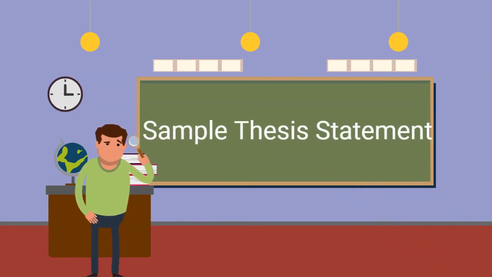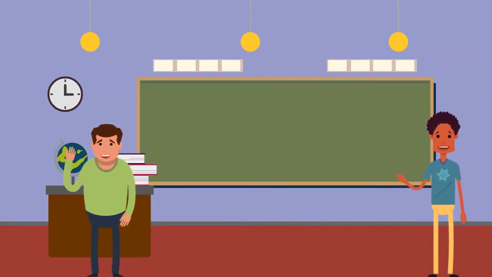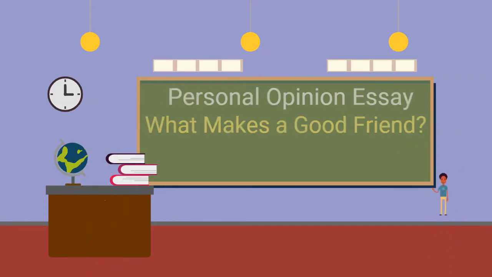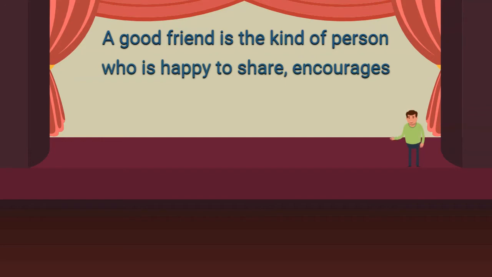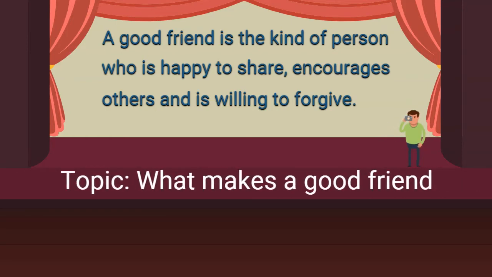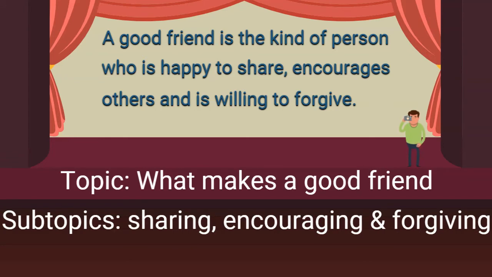Let's look at a sample thesis statement and write a topic sentence for each of the reasons or subtopics. Since we were just talking about bringing a friend to a party, here's a thesis statement for a personal opinion essay about what makes a good friend. A good friend is the kind of person who is happy to share, encourages others, and is willing to forgive. The topic, of course, is what makes a good friend. The subtopics are these three qualities.